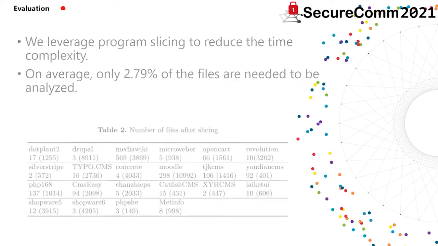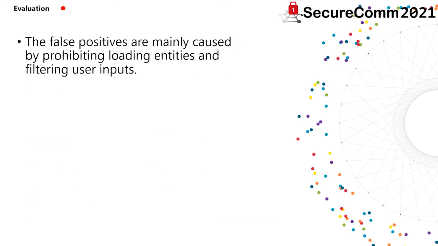The false positives are mainly caused by 2 reasons and could be pruned in our future research. 1. Prohibiting loading entities. The programmer could disable the XML parsing. In this case, the XXE vulnerability cannot be triggered. 2. Filtering user inputs. In some scenes, the XML parser needs to load external entities. The developer filters some keywords to stop attackers.